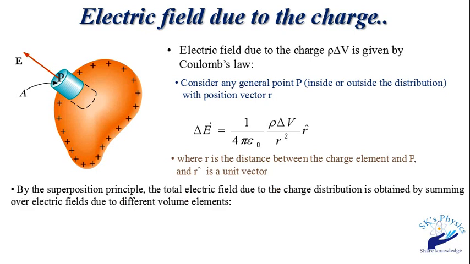By the superposition principle, the total electric field due to the charge distribution is obtained by summing over the electric fields due to different volume elements. Electric field is equal to 1 upon 4 pi epsilon 0 sigma rho delta V upon r square into r cap.